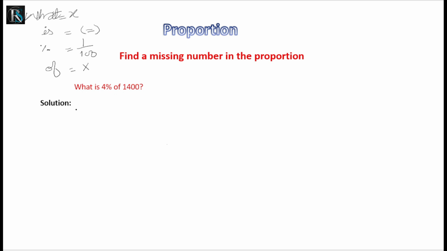So what, unknown number x is equal to 4%, 1 upon 100, times, multiply sign for this "of", and then 1400. And now here you just need to divide by this 1400 to here. x upon 1400 is equal to 4 upon 100.